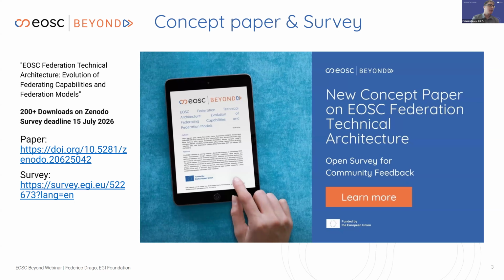Before I leave the floor to Kostas, let me just give you 2 key pieces of information about things that we are doing in EOSC Beyond. We have recently released a new concept paper about the EOSC Federation technical architecture. It already has more than 200 downloads on the EOSC Beyond community on Zenodo, and we have also accompanied it with a survey open to the community. You can reply to this survey by the 15th of July. You can find the links here. Of course, I will also add them to the chat in a second. So this is a very important contribution that you can give to our project as we enter the final year, and we can fine-tune this contribution to the EOSC Federation.